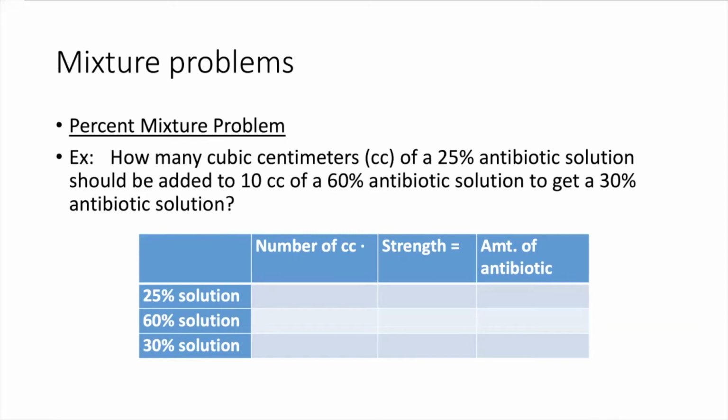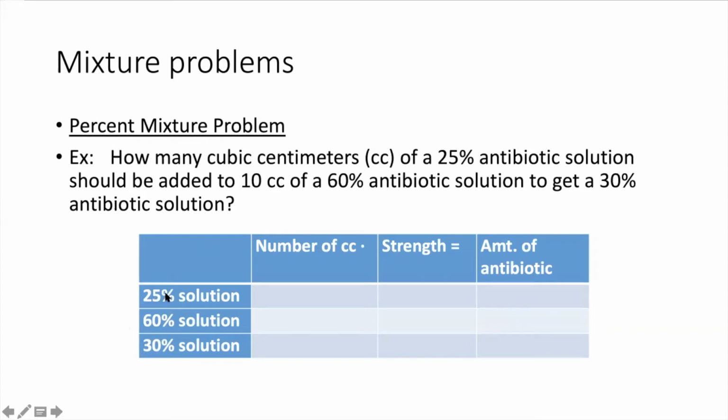All right, so first example, this is an example of a percent mixture problem. We want to know how many cubic centimeters of a 25% antibiotic solution should be added to 10 cubic centimeters of a 60% antibiotic solution in order to get a 30% antibiotic solution. So what I suggest you do in all of these problems is to make a chart like the one you see here.